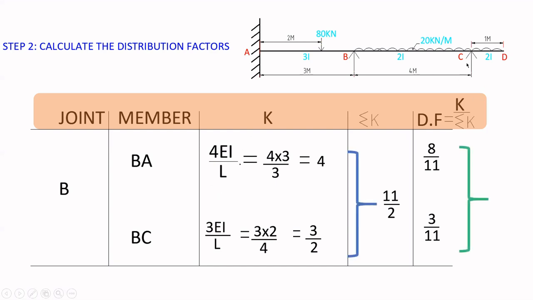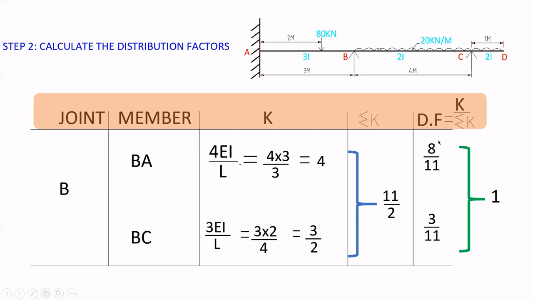But since there is an overhang here, this is a pin support, so this is not an intermediate support, so you use 3EI over L. You work it out: 4 times 3 divided by 3, you get 4. For BC, 3EI over L, you work out 3 times 2 divided by 4, you get 3 over 2. The summation of this is 11 over 2.